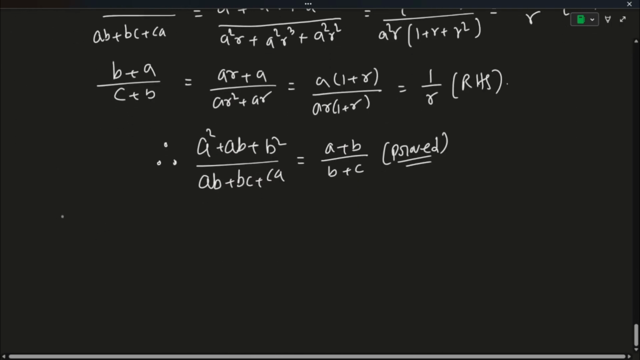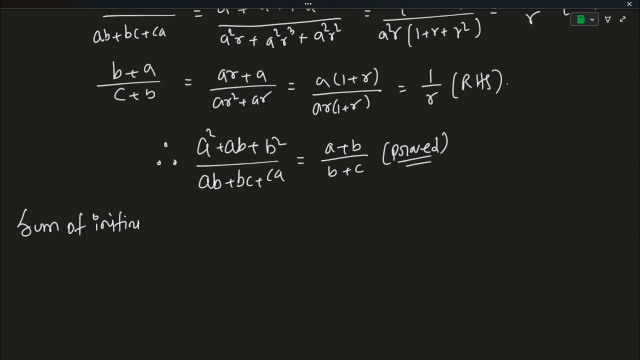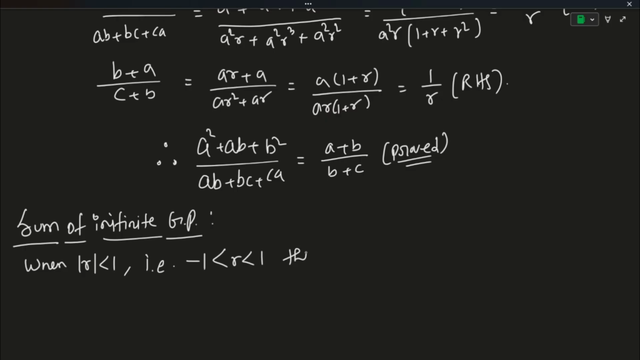Okay. So next is sum of infinite GP. तो आपको इनफाइनाइट जीपी का सम कैसे निकालना है? When mod of r is less than 1, that is -1 less than r less than 1, then the following series converges. The following infinite series, to be precise, infinite series converges मतलब इसका एक रियल वैल्यू आता है which is not infinity.